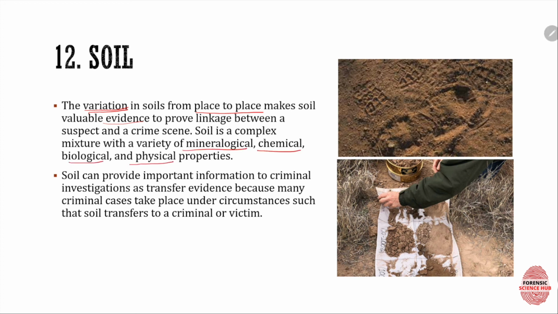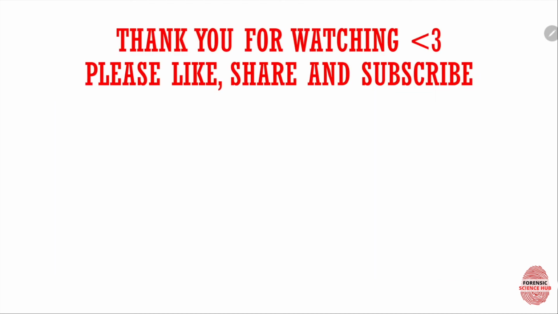So soil has different types of mineralogical, chemical, biological and physical properties, and this helps us differentiate one soil from another soil. It can give us important information for criminal investigation as transfer evidence, as I said, because many criminal cases take place under circumstances such that the soil transfers to a victim or a criminal. So the soil can get transferred to the criminal, from criminal to victim, and also to the crime scene. So these were the 6 remaining physical evidences.